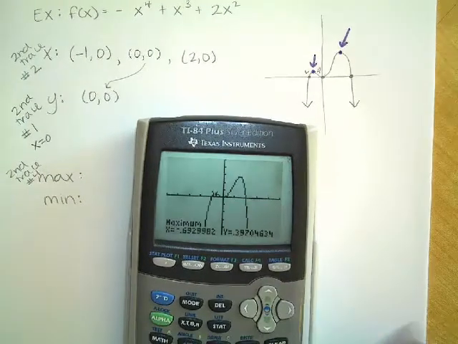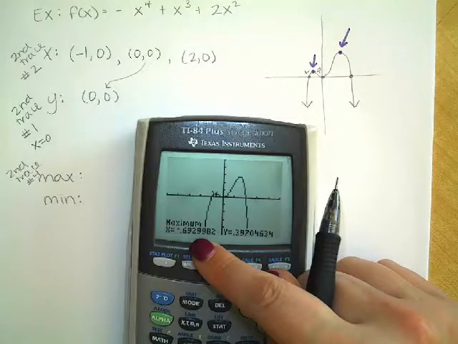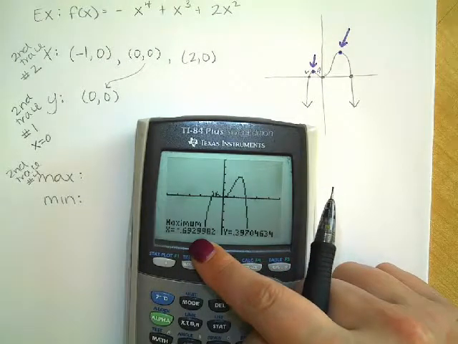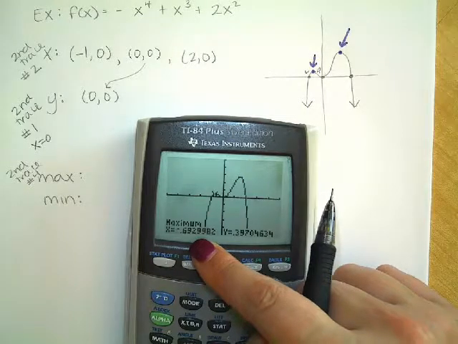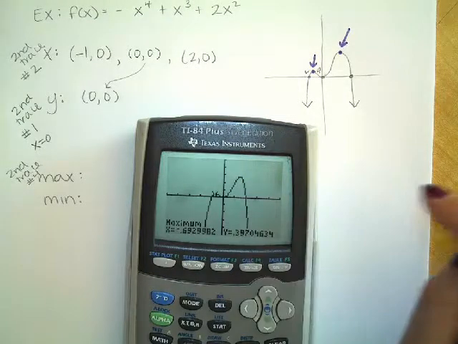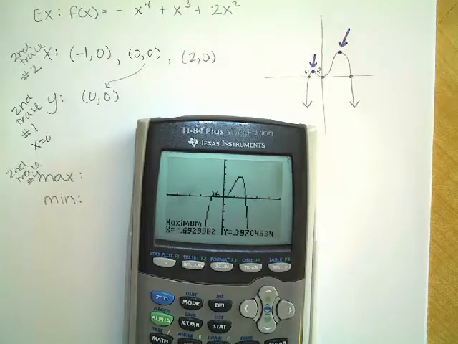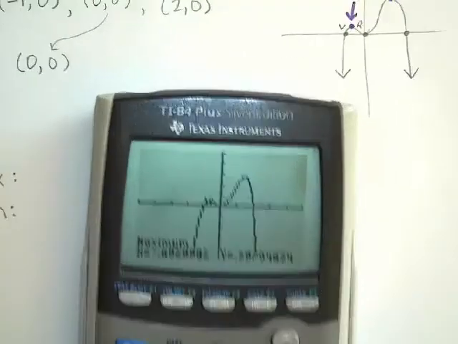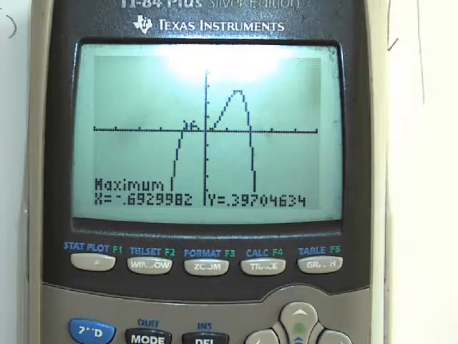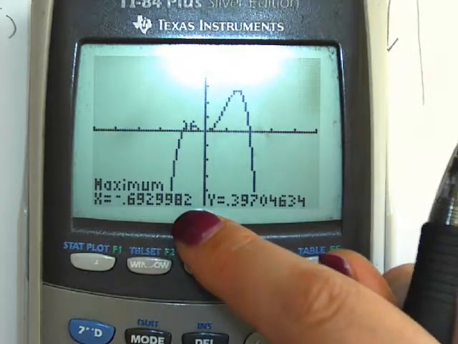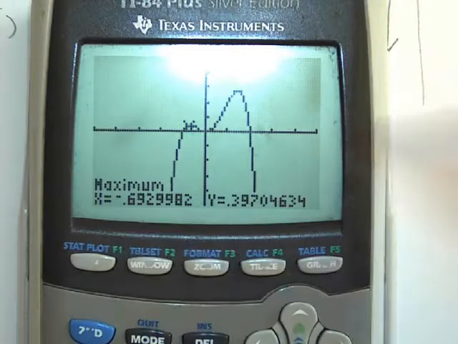Okay, now I need you to do this. I need to hear clicking on your calculator, and I need you to find the max, and it needs to be exactly the same decimal as mine. You should not have a different answer. We should have the same answer, so you should not be tracing. You should be getting this actual answer. So the decimals that I got were negative 0.693 and then 0.397. You should have got that. The very last decimals could be different, but the first 3 should be the same.